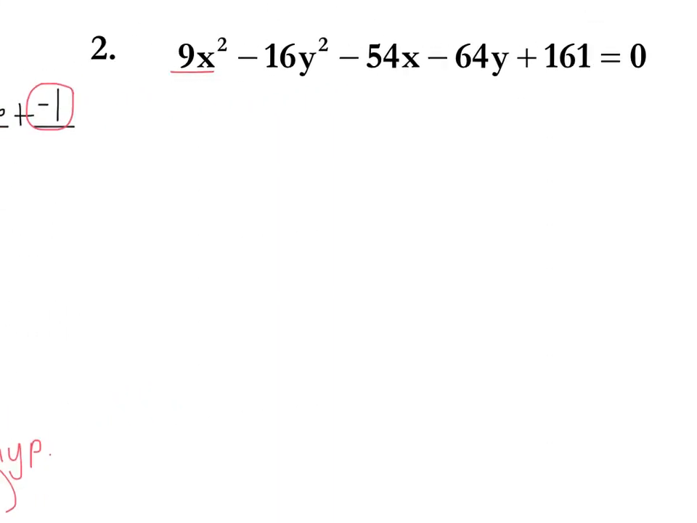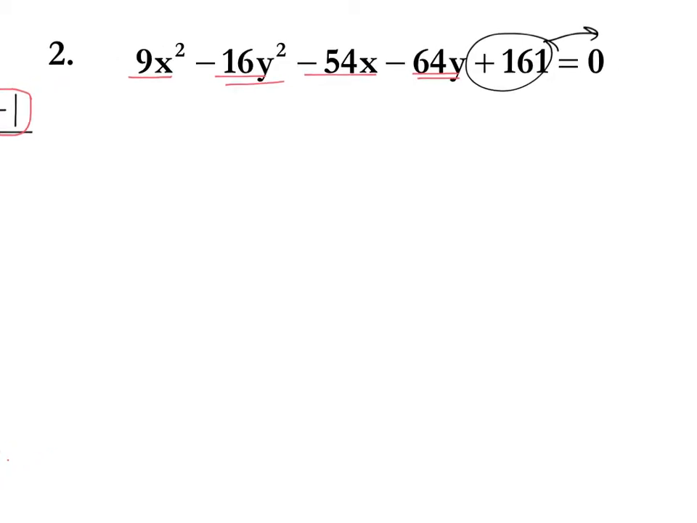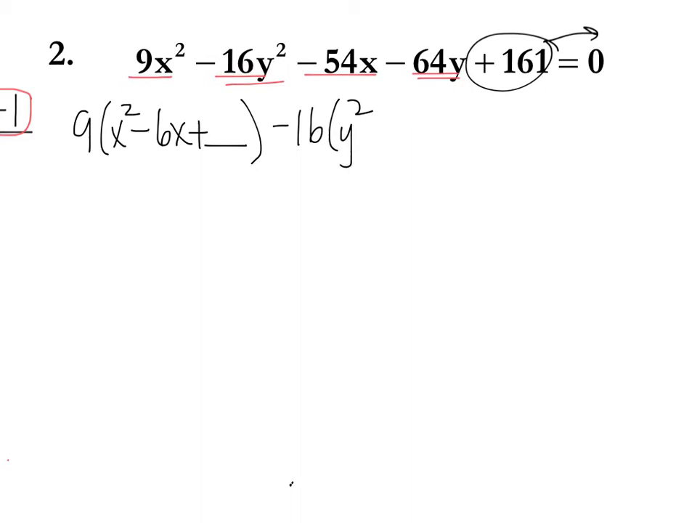Same thing I'm going to do is group my x terms together, and I'm going to group my y terms together. And so when I do that, I'm also going to factor out the coefficient, and I'm also going to move this 161 over to the right. So lots of things going on here, but we've done this a lot with ellipses. So I'm going to take out the 9 first for the x squared. That's going to change that 54x to a 6x plus something. Take out the negative 16 from the y squared, which will change the negative sign of the 64 and make it a plus. So be really careful again. Can't say it enough about being careful about taking out those coefficients.